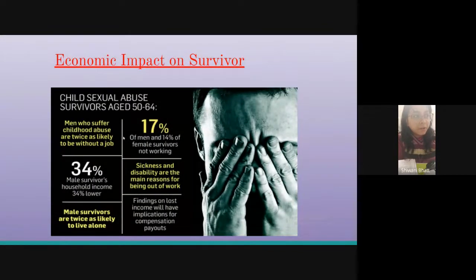Here is one survey of the economic impact on survivors at the age of 50 to 60. Men who suffered child abuse are twice as likely to be without a job. Male survivors' household income is lowered by 34%. 17% of the men and 14% of female survivors are not working. Sickness and disabilities are the main reason for being out of work. Male survivors are twice as likely to live alone. Findings on lost income will have implications for compensation payouts.